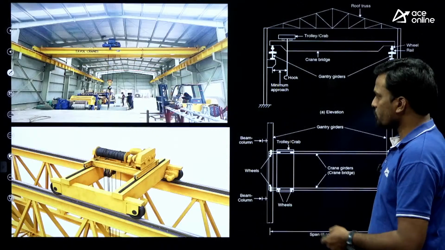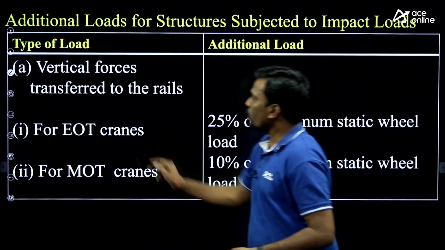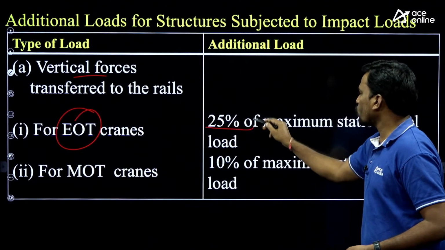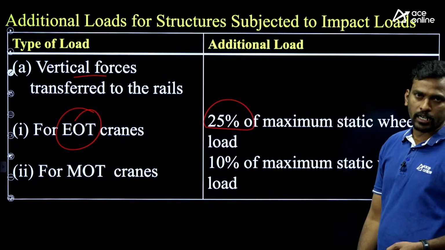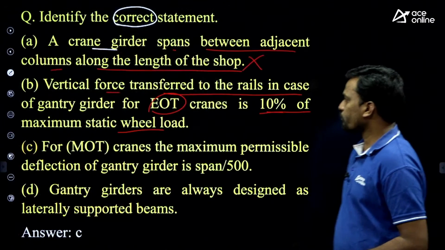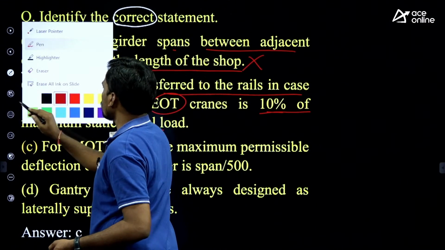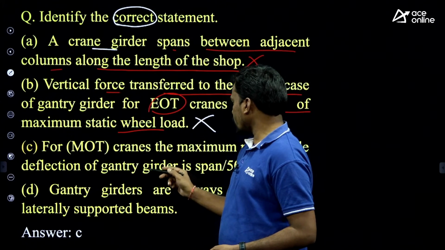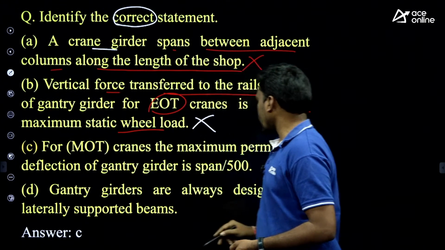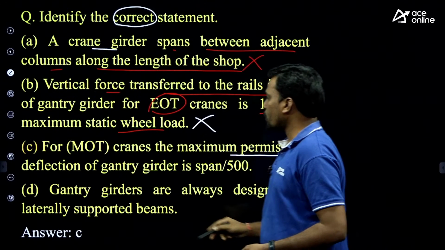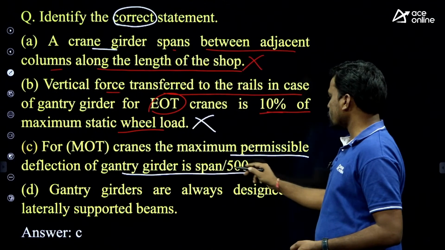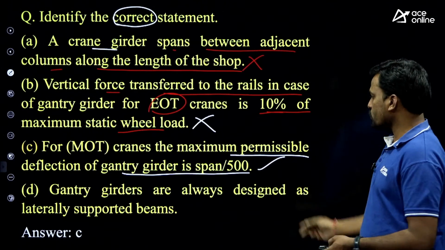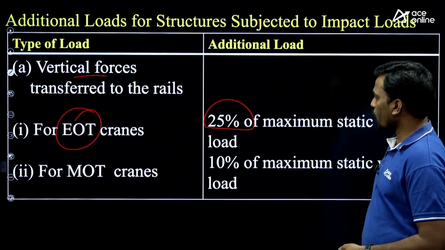I'll show these points. Now look here. Vertical forces for EOT, how much percent is it? 25% of the maximum static wheel load. It means statement 2 is also wrong. Next, for MOT cranes, the maximum permissible deflection of the gantry girder is span by 500. Yes, it is correct. I gave these values, right? This is for MOT. I'll show these values.